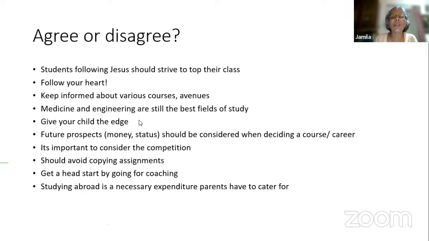Anyone agree with the fourth one? Not at all. Thank you. "Give your child the edge." Again, the competition element is coming in. Future prospects, that is money and status, should be considered when deciding a course or career.